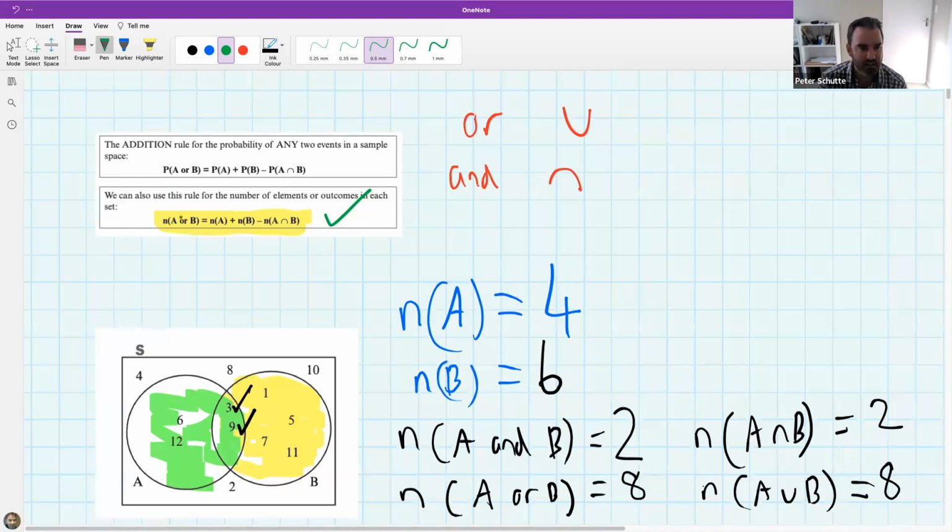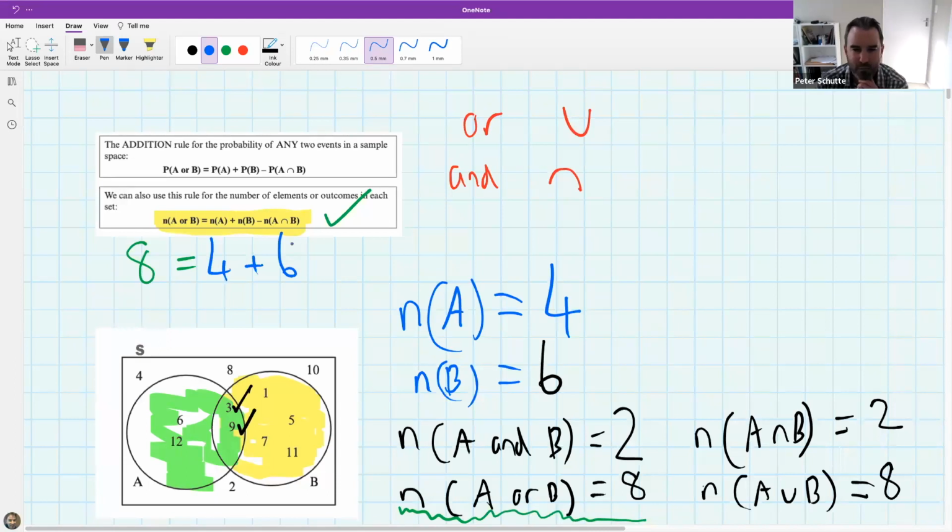So how many items are in A or B? Well, you just told me that that is 8 items. How many items are there in just A? Well, there were 4. How many items were there just in B? There were 6. Now, can you see 4 plus 6 is 10? And that's way bigger than 8. So why has it got bigger than 8?